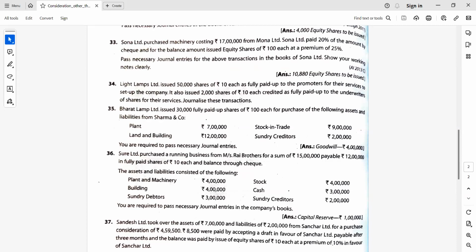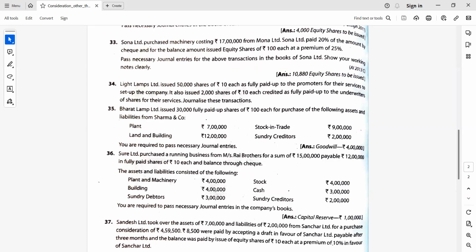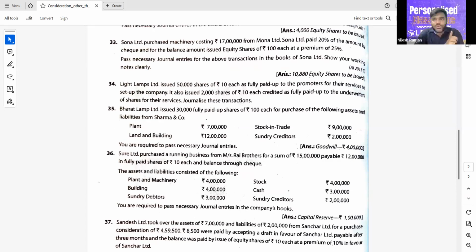Okay. Now, the second concept, underwriters. Now, who are underwriters? I told you about the minimum subscription concept. Means when a company issues its shares, they need at least 90% of the shares issued applied for. So if they do not receive 90% applications, then the issue will be cancelled and the company has to refund the money to the shareholders.